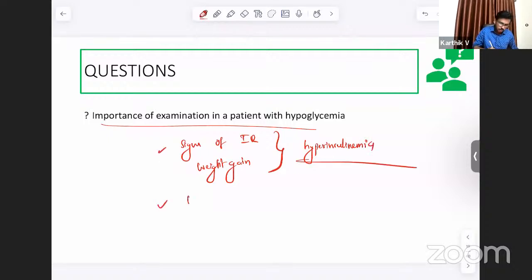Then you should look for the stigmata of MEN syndrome, especially MEN1 syndrome. And also you should look for signs of adrenal insufficiency, like palmar hyperpigmentation, mucosal hyperpigmentation, postural hypotension, etc. So all these things you should look for in a patient with a probable hypoglycemic disorder.